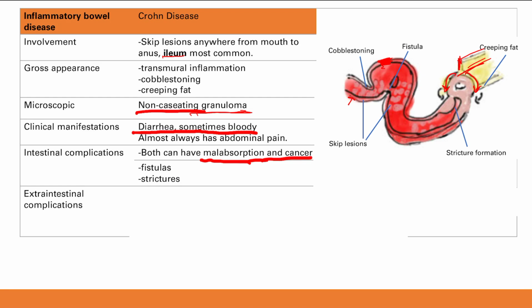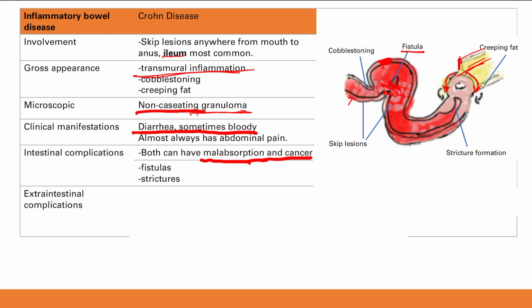Now, we have this transmural inflammation here. This is a key thing. What can happen is you can erode through this whole wall, and now you have a fistula. You have a connection between two sides of the small intestine.